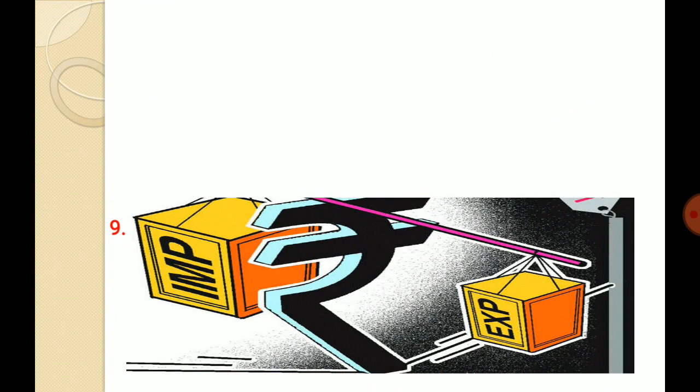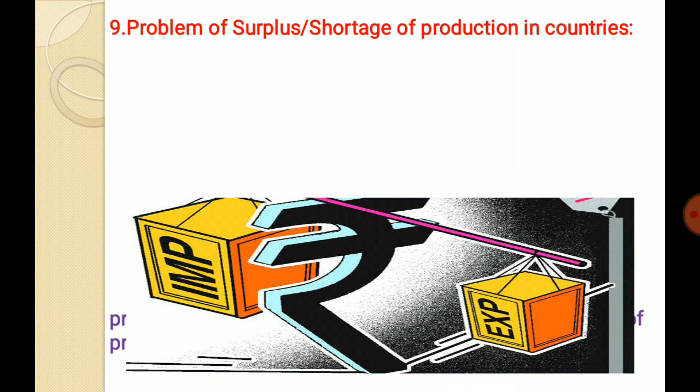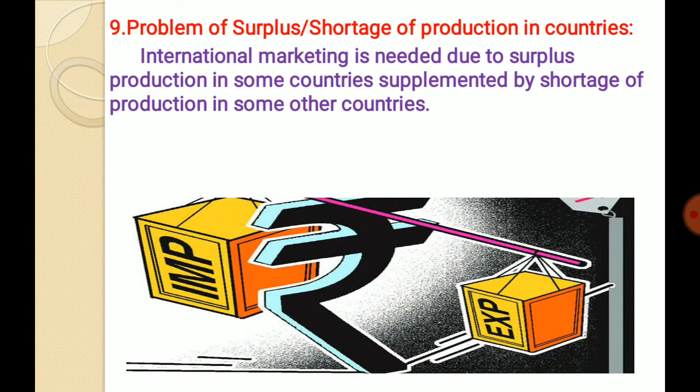Next one, problem of surplus or shortage of production in countries. International marketing is needed due to surplus production in some countries supplemented by shortage of production in some other countries. One country has a surplus of production, at the same time another country has a shortage of production. Because of the international market, the surplus-producing countries export their product to the shortage-producing countries.